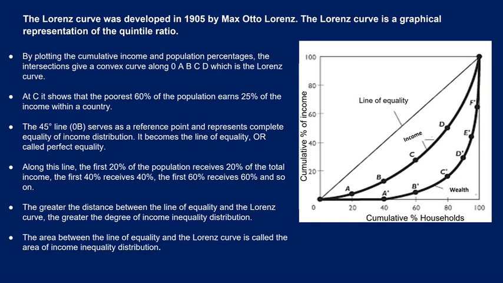So the greater the distance between the line of equality and the Lorenz curve, so depending on how far away from the line of equality you are, that will show the greater the degree of income inequality distribution. So the area between the Lorenz curve and the line of equality, that is called the area of income inequality distribution. So if you see here, this line is even further than that line, so that would then be more, the income distribution is far more unequal.